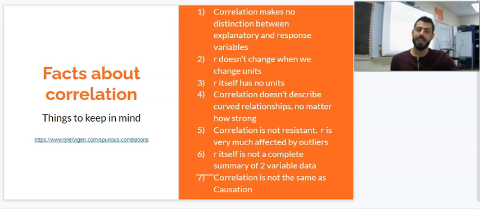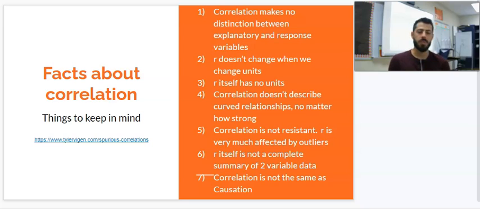R itself is not a complete summary of 2 variable data, so just getting R is not going to tell us much. It'll tell us if things are strong, weak, or whatever, but it doesn't give us a y-intercept, it doesn't give us a slope of anything. It's just a measure of how tightly knit the points are and what direction they go in.